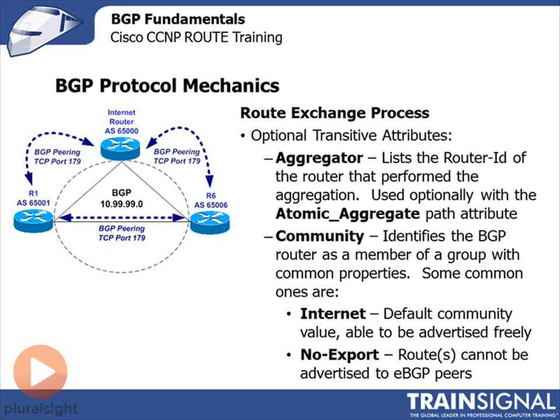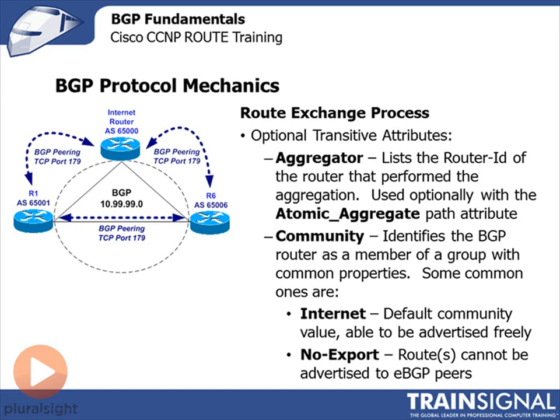So optional transitive attributes. The first we talked about just a minute ago was the aggregator. This is the router ID of the router that did the aggregation. It's used optionally with the atomic aggregate path attribute. Another frequently used optional transitive attribute is the community attribute. There's actually an entire array of things you can do with the community attribute, but it basically means that that particular router is part of a group with some common properties.